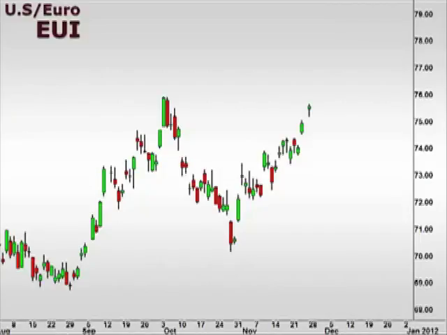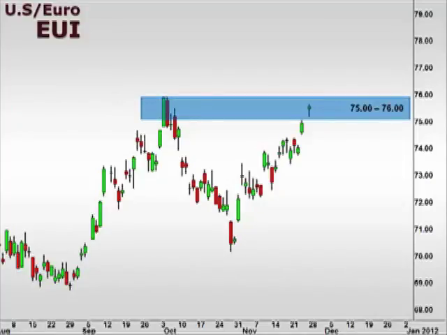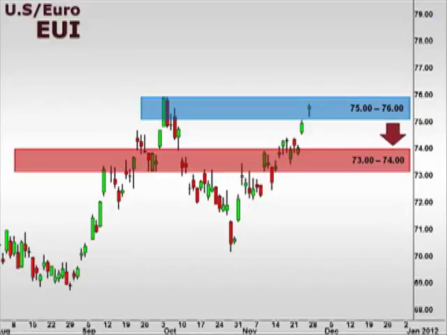Let's take a look at the EUI, the US dollar versus the euro. Well, the EUI is testing a major resistance within the 75-76 zone. A break above this 76 level should signal a trade higher. However, considering the importance of this overhead resistance level, we are open to a pullback down towards the 74 level.